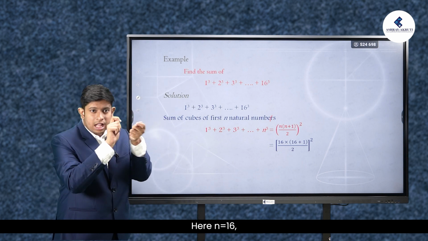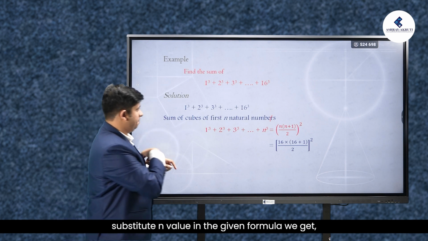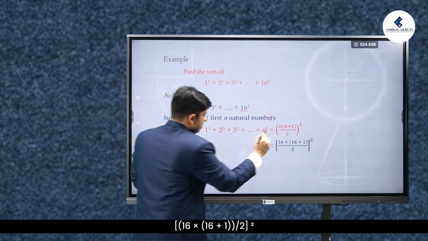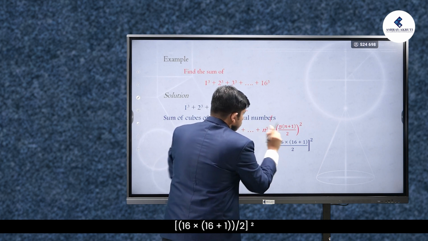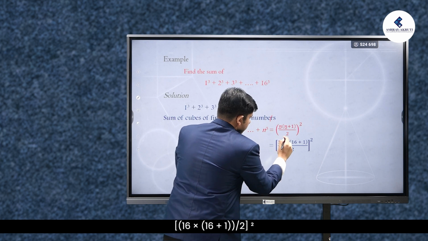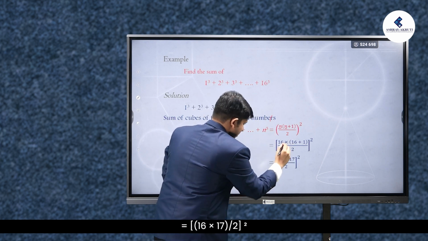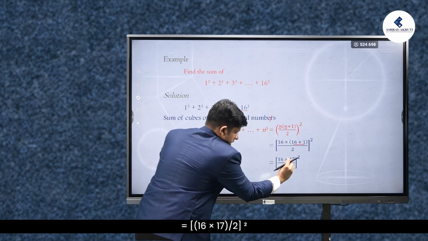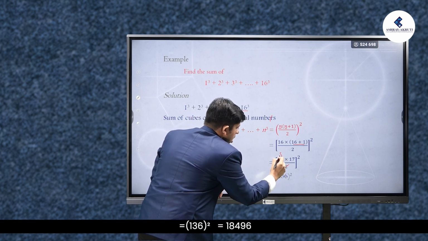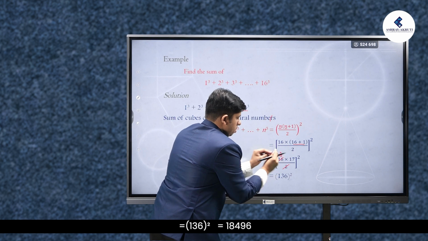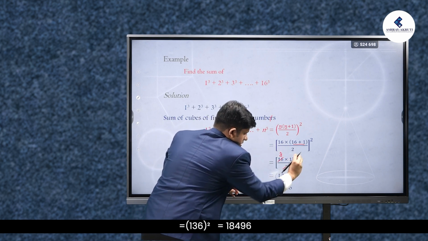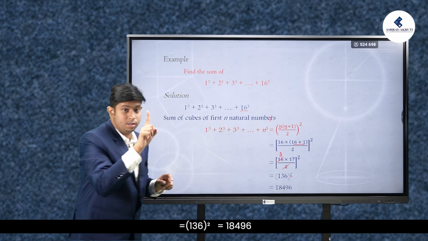Here n is equal to 16. Substitute n value in the given formula, we get 16 into 16 plus 1 by 2 whole square, which is equal to 16 into 17 by 2 whole square. By simplifying, we get 136 whole square, which is equal to 18,496.